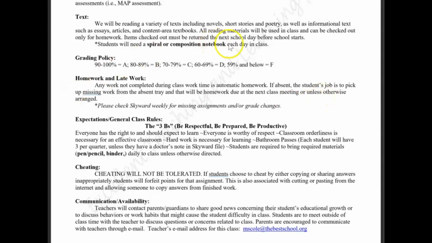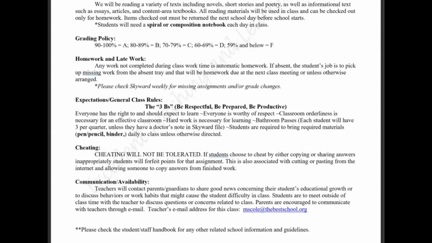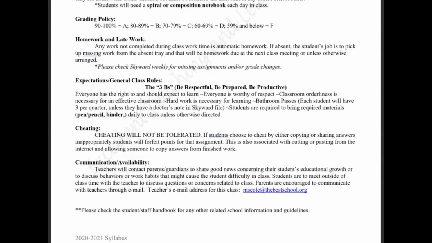I do put in some required materials, like the spiral or composition notebook that they'll need each day in class. I put the basic grading policy that I followed. I also wanted parents to know that there wasn't any homework assigned, but if they didn't finish classwork, that was homework. And if they did take something home to work on it, that means they're probably screwing around in class and they didn't get it done, because I always made enough time for classwork. I also wanted parents to know that they should be checking Skyward regularly and look out for missing assignments so it's not a surprise at the end of the quarter.